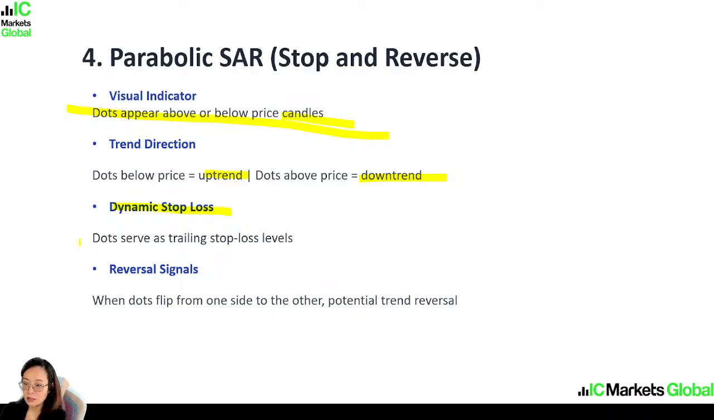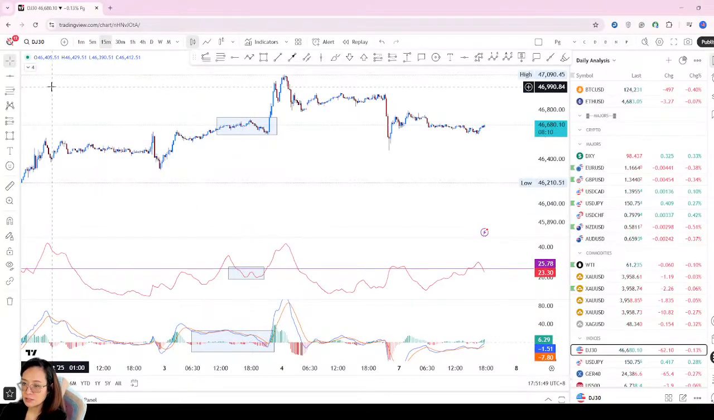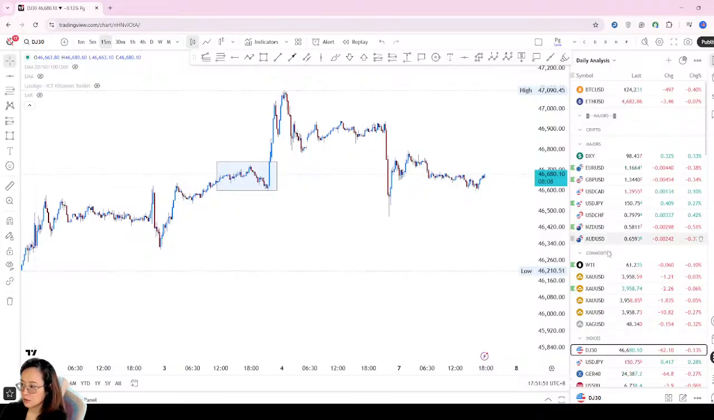loss. The dot serves as the trailing stop loss level. And for the reversal signal, when the dot flips from one side to another, it's a potential trend reversal, which I think I can look at. I saw it in our gold, which is here. That's why just now you saw.